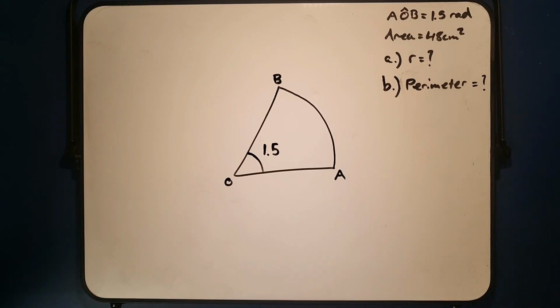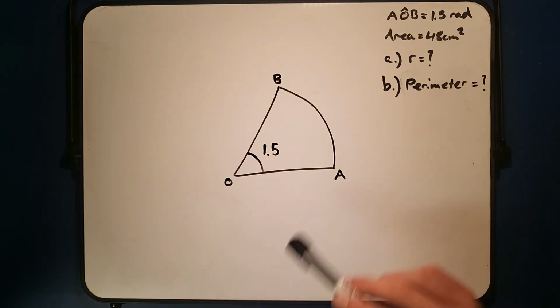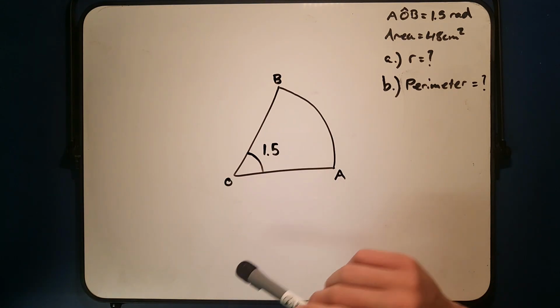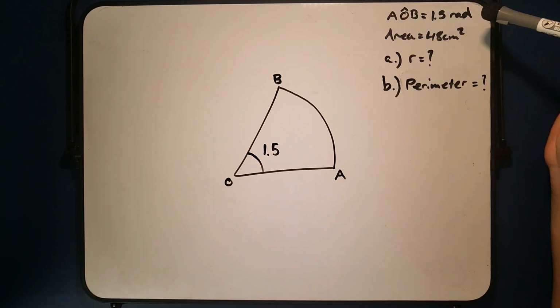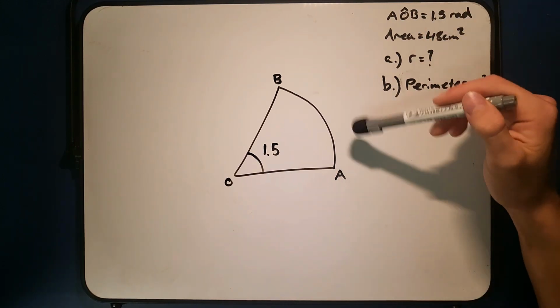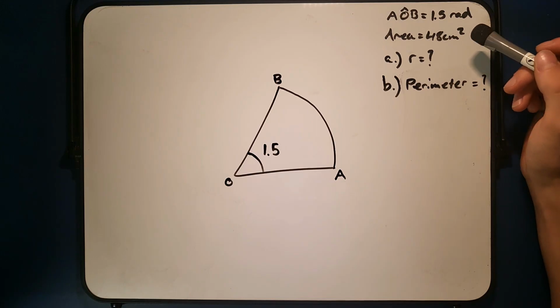Hello and welcome back. In this video, we have question 1 from Math Paper 1, October 2024 on the higher level analysis and approach. In this question, we're given a sector AOB and we're told that the angle AOB is 1.5 radians and the area of the sector is 48 centimeters squared.